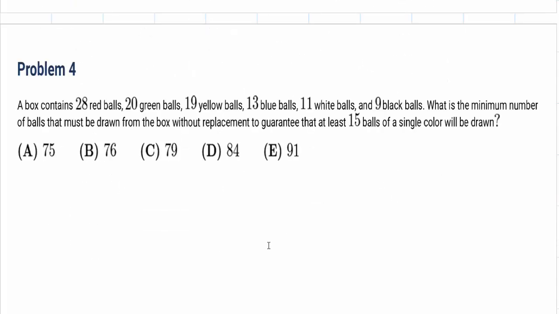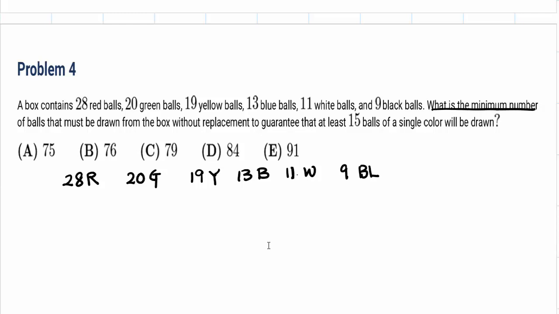Number 4. A box contains 28 red, 20 green, 19 yellow, 13 blue, 11 white, and 9 black. The question is, what is the minimum number of balls that must be drawn from the box without replacement to guarantee at least 15 balls of a single color? That means 15 balls should be the same color.